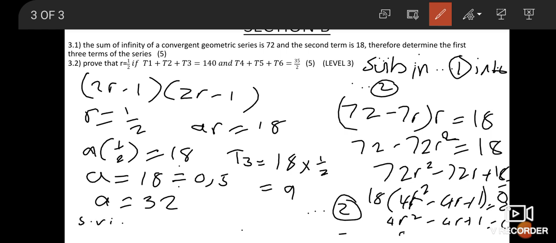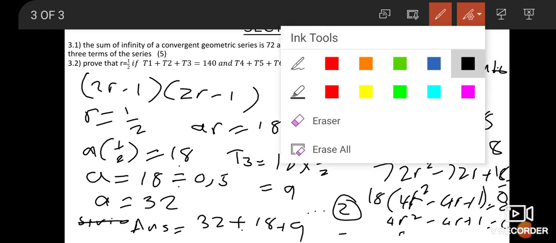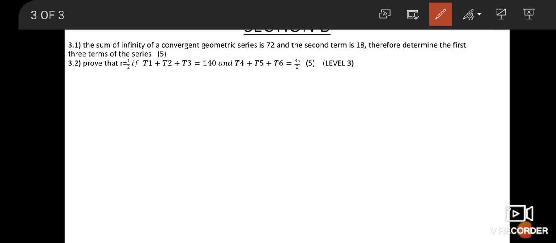And the series is, therefore we can just say answer equals 32 plus 18, which is the second term, 9. 32 is the first term. So yes, that's 3.1 complete. So now let's move on to 3.2.